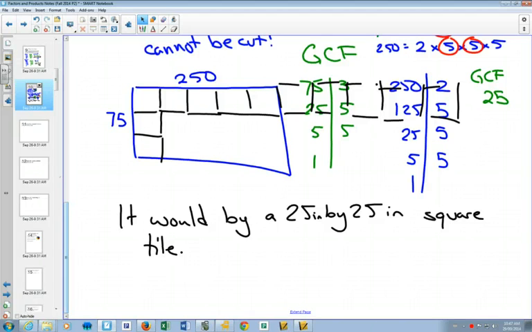That is still a pretty massive tile. If you imagine what 25 inches is, that's like about that big. Those would still be really, really expensive.